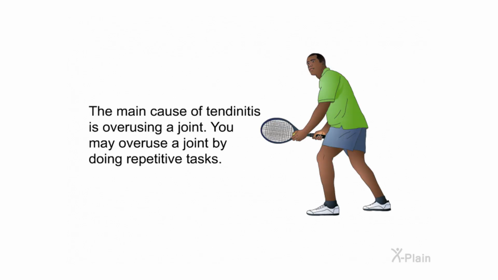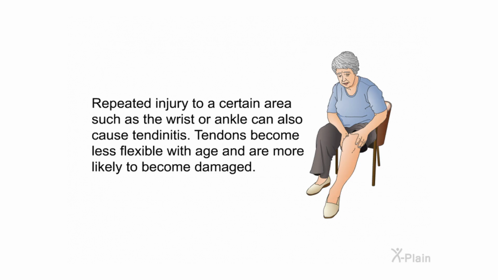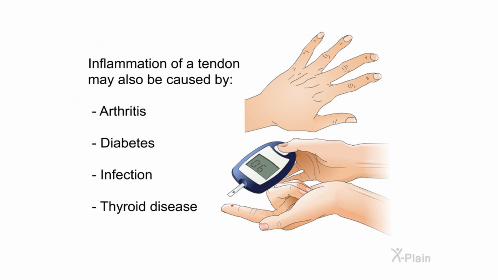Causes. The main cause of tendinitis is overusing a joint. You may overuse a joint by doing repetitive tasks. Repeated injury to a certain area, such as the wrist or ankle, can also cause tendinitis. Tendons become less flexible with age and are more likely to become damaged. Inflammation of a tendon may also be caused by arthritis, diabetes, infection, or thyroid disease.